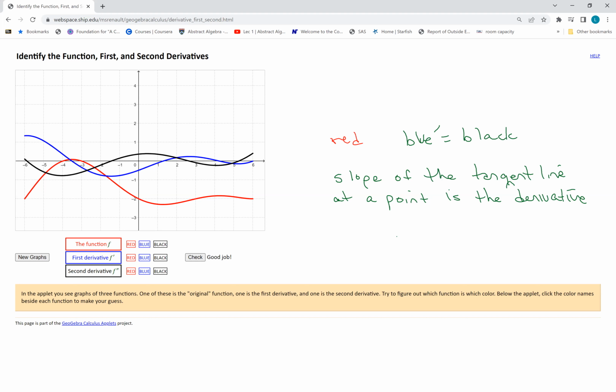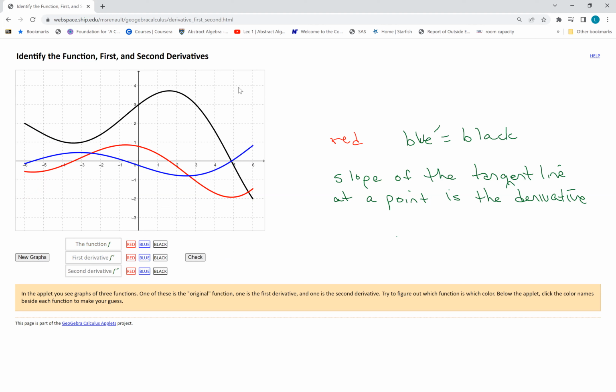My mouse. There it is. And let me clear this.